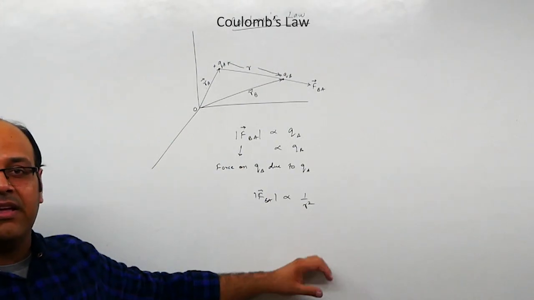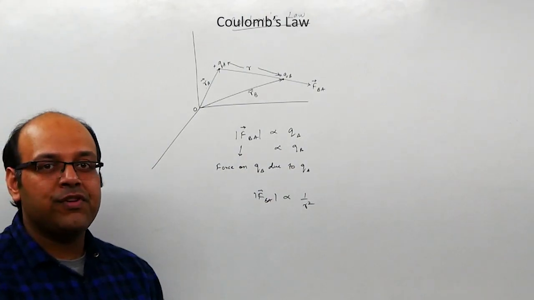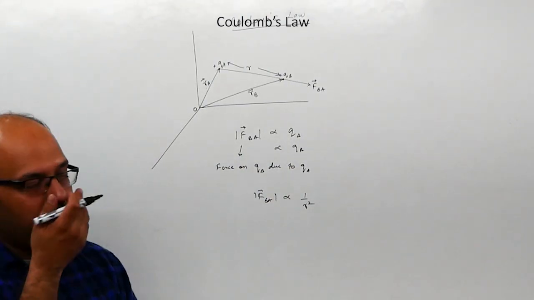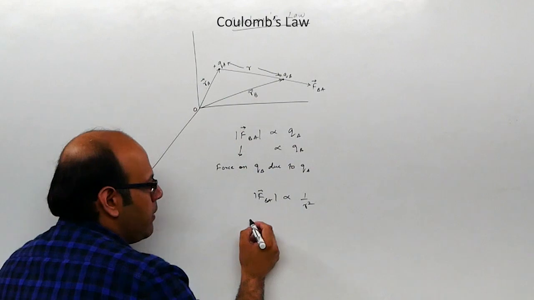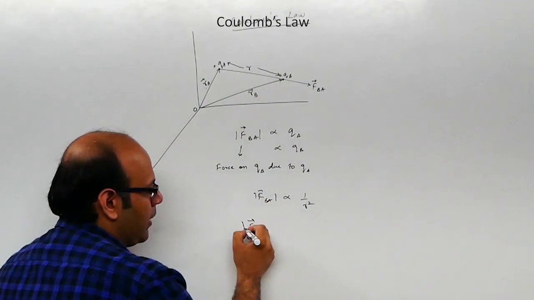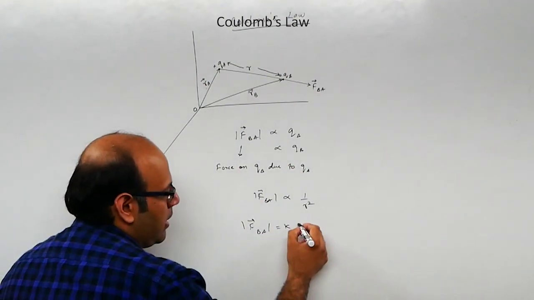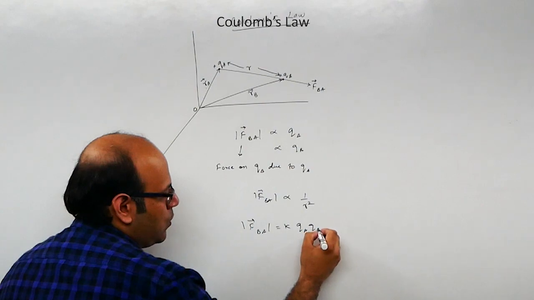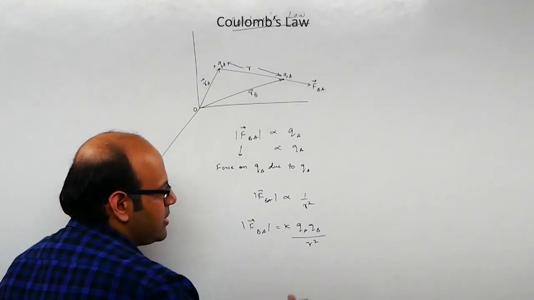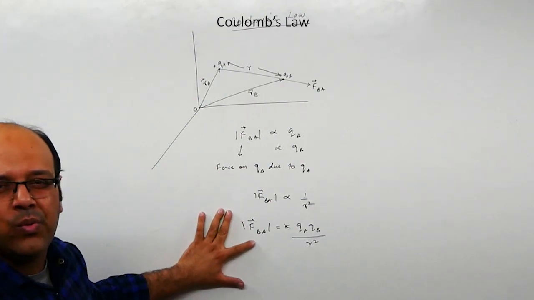This is very much like gravitation, what we did in class 11. The only difference is instead of the charges we had masses over there. So I can combine this. I can say the force on B due to A, magnitude wise, is equal to some constant times the two charges upon the distance squared. This is Coulomb's law.